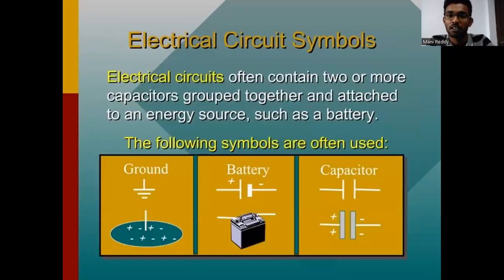First, electrical symbols. Electrical circuits often contain two or more capacitors grouped together, two, three, four or more, and attached or connected to an energy source, such as a battery. The following symbols are often used. First one, ground, means connected to earth, and then the battery symbol. One big line is positive, and one broad line is negative. And capacitors are two equal parallel lines attached to two horizontal lines. You must remember these symbols. Only then can you understand equivalent resistance, the series connection, and the parallel connection.